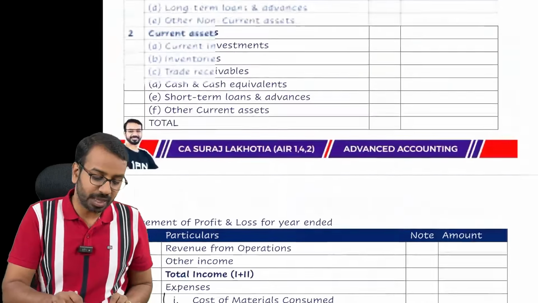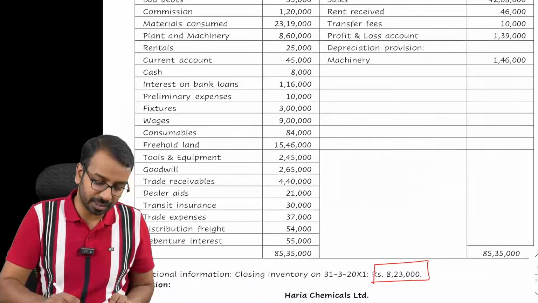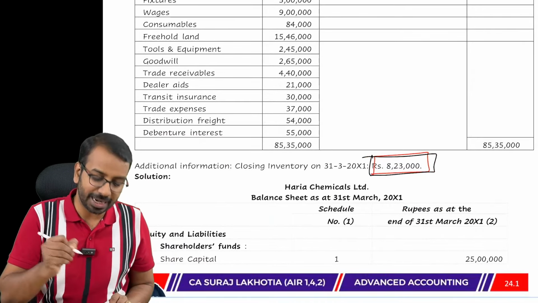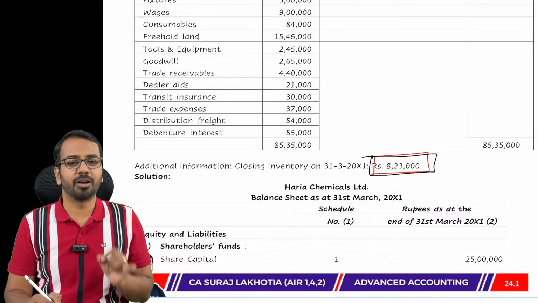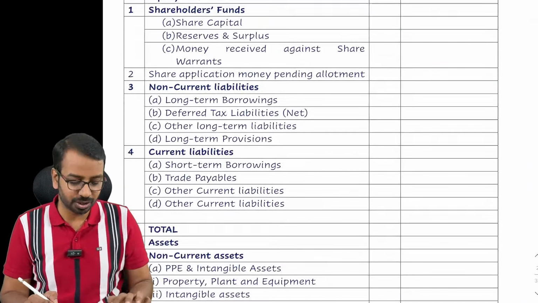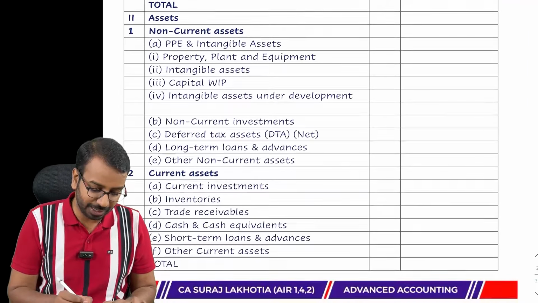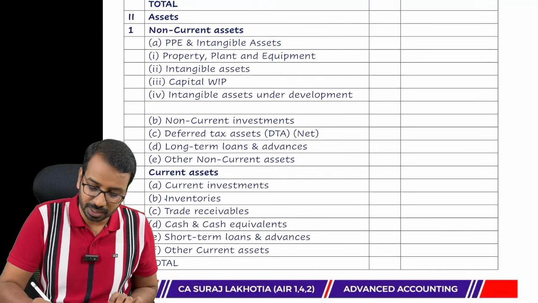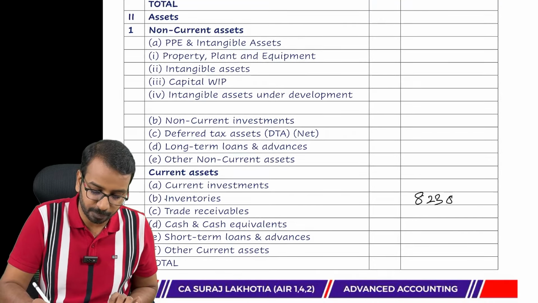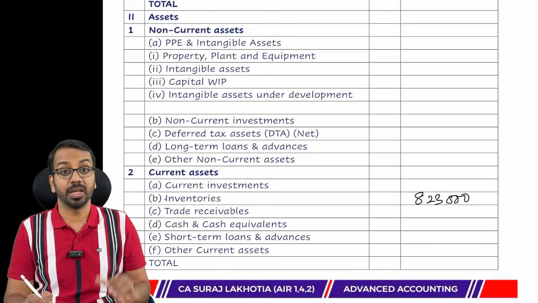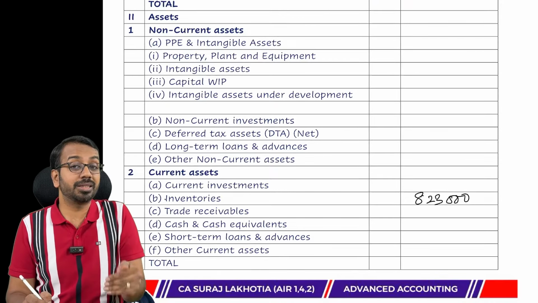So that is the first thing. And second thing, we know that this closing inventory of 8,23,000, where do we show that? We'll show it in the balance sheet. So in the balance sheet, under current assets, you have this item called inventories, which is 8,23,000. Okay. So how do we handle this in the exam?